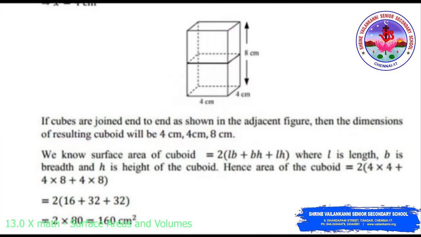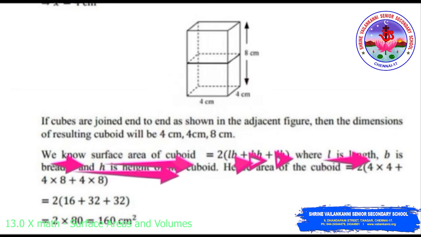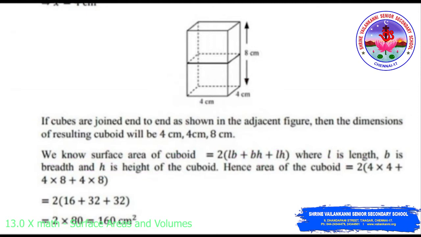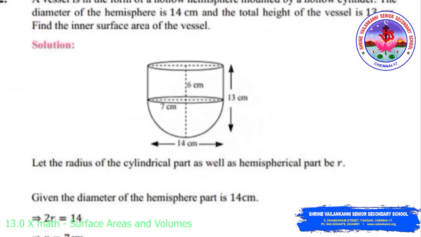We know that the formula for finding the surface area of the cuboid is 2(lb + bh + lh) square units, where l is the length, b is the breadth, and h is the height of the cuboid. Substituting the values of l, b and h, we get 2(4×4 + 4×8 + 4×8), getting 2(16 + 32 + 32), which is equal to 2 × 80, which gives 160 centimeter square, which will be the surface area of the resulting cuboid.